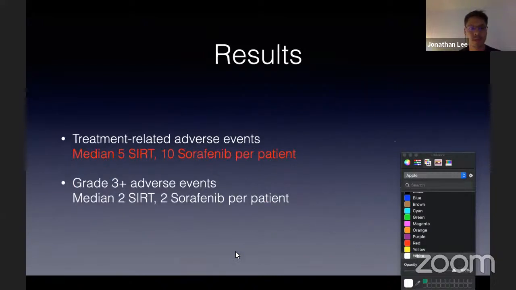And in terms of the treatment-related adverse effects, the mean number of adverse effects experienced by each patient averaged less in the SIRT group compared to sorafenib, which is not overly surprising given that sorafenib is a systemic treatment as opposed to the targeted treatment with SIRT.